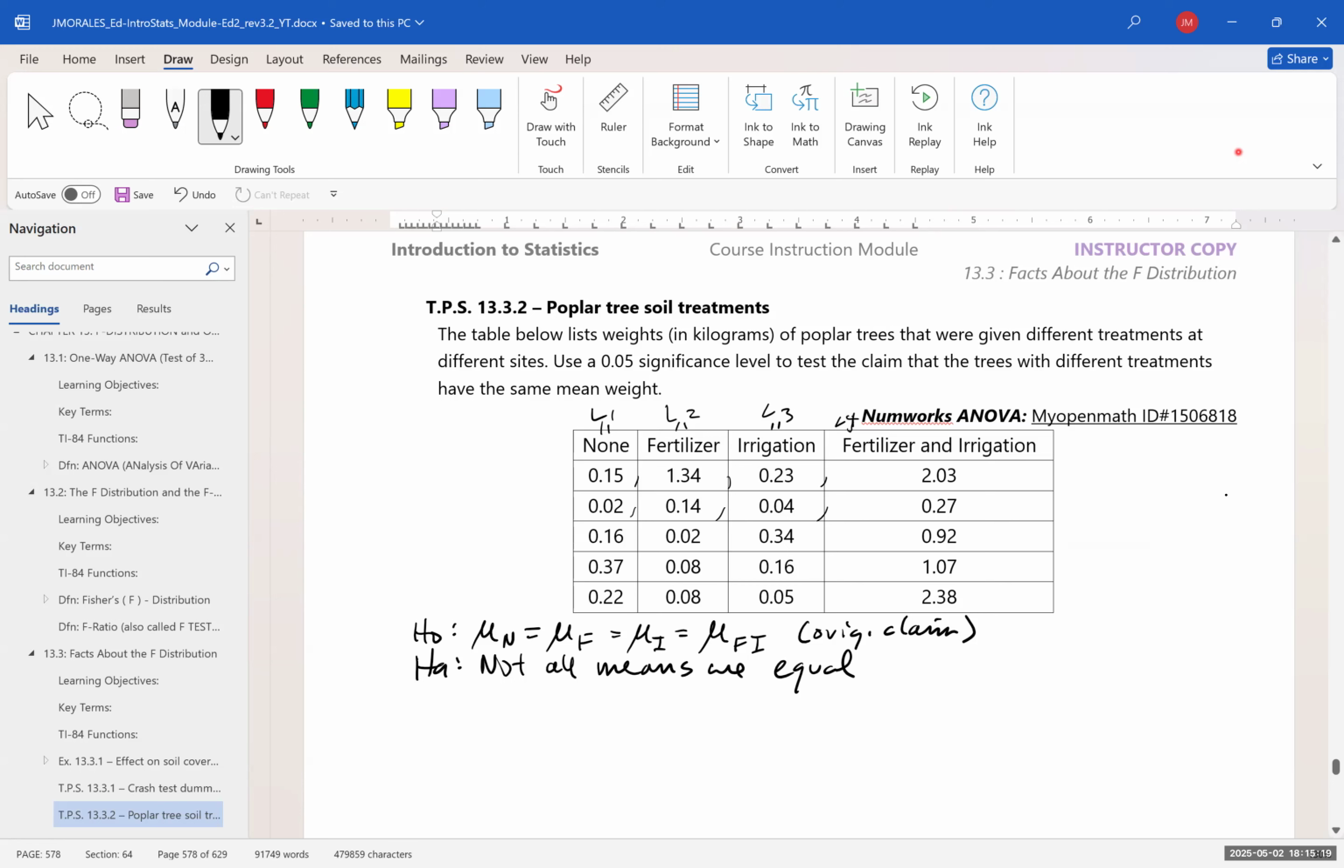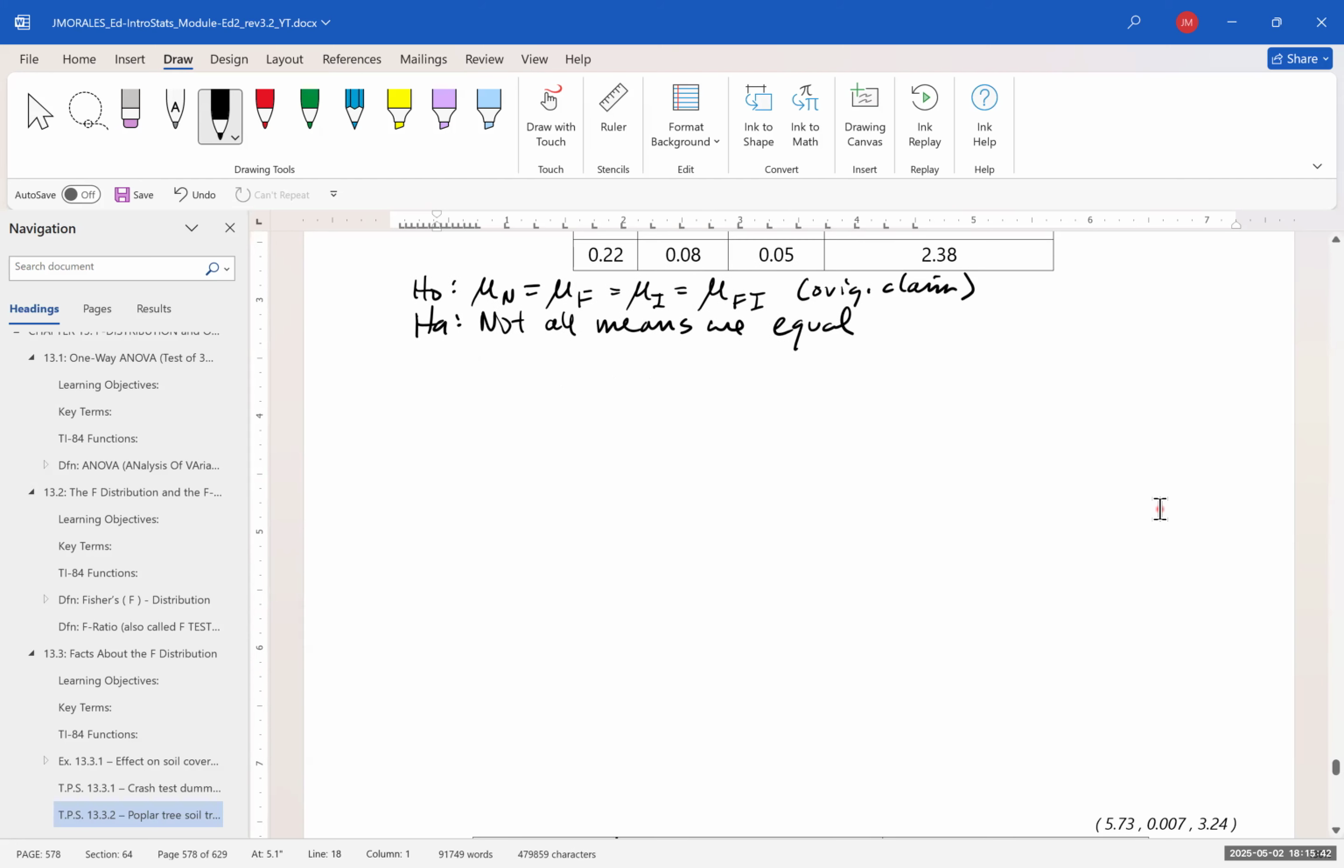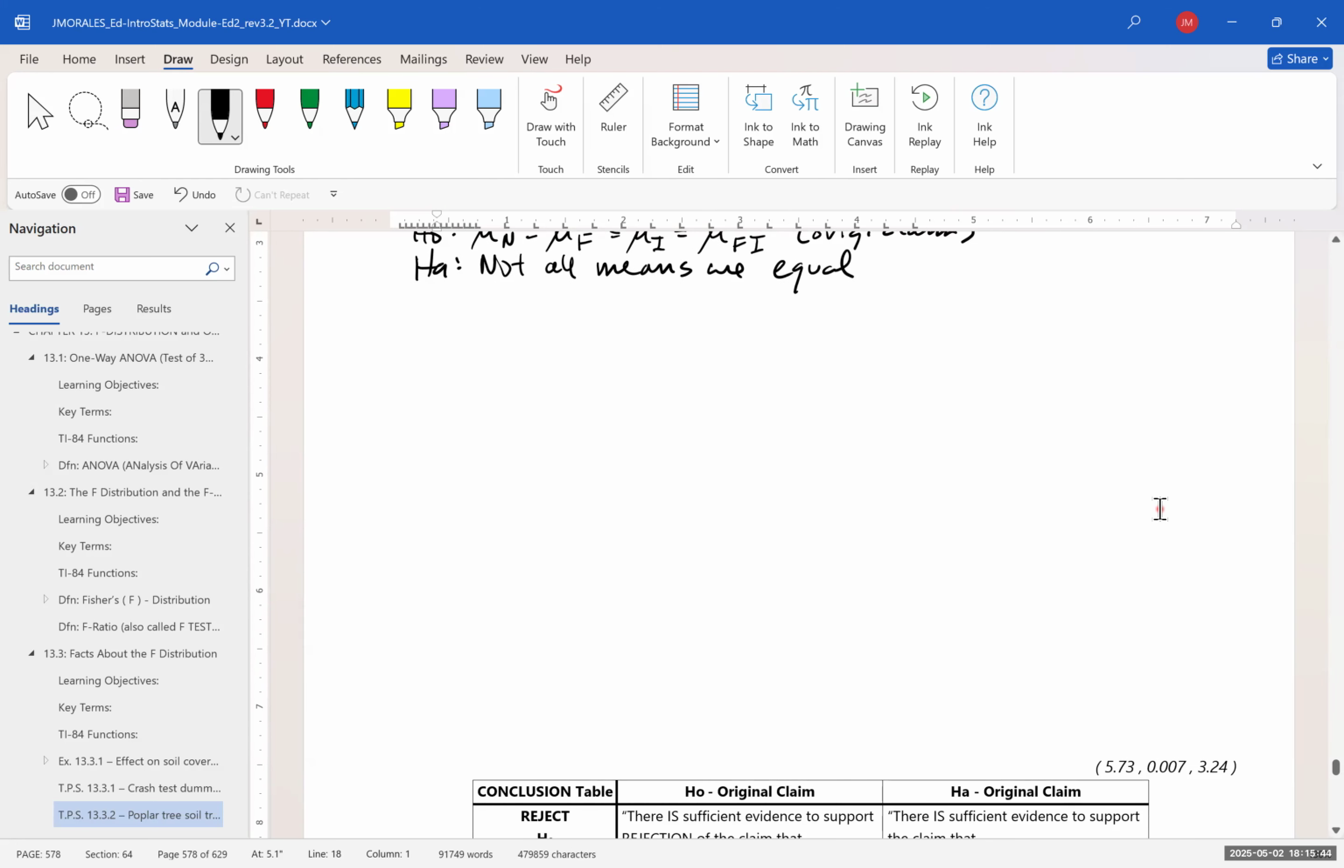Okay, so let's go ahead and, let me scroll down here. Okay, yeah, my computer's struggling to keep up. Come on. There we go. Okay.